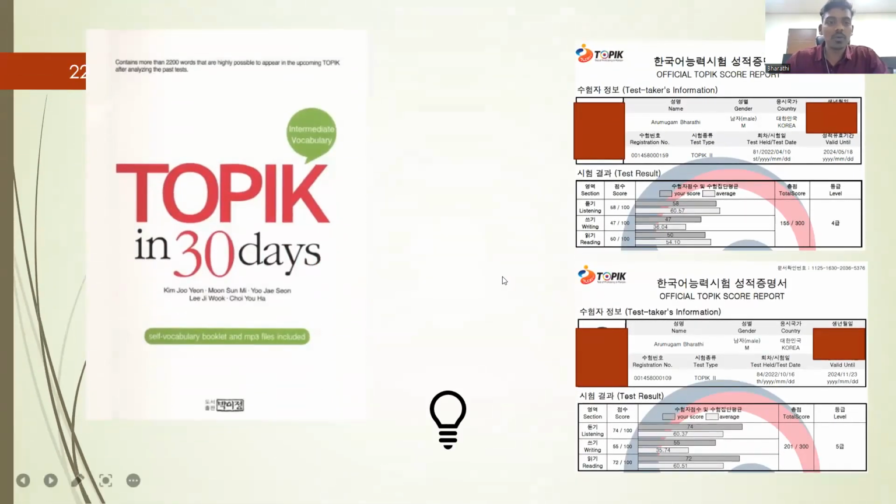So these are the books I followed. The first one is Topik in 30 Days. This book is very important and also my favorite book. These books only have vocabulary. For each vocabulary word, they give a sentence in Korean and in English also.